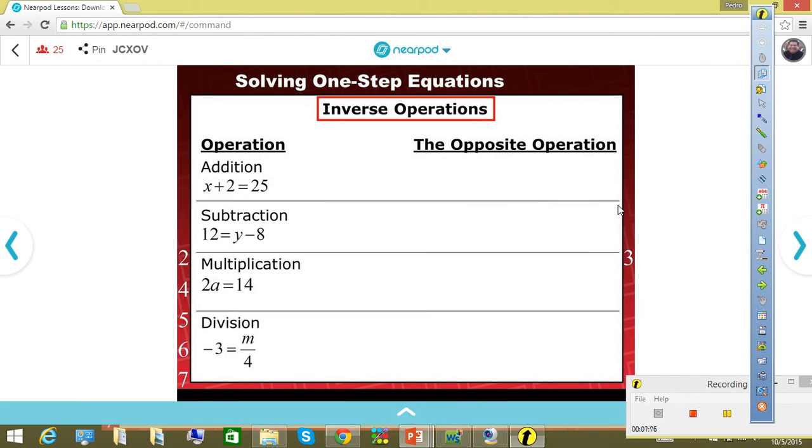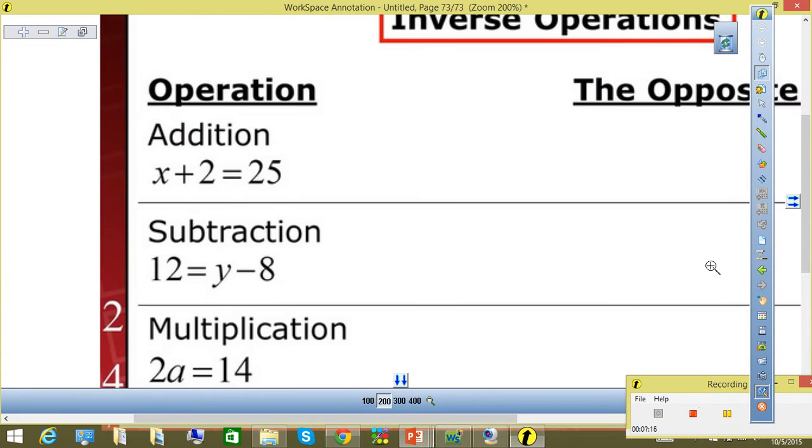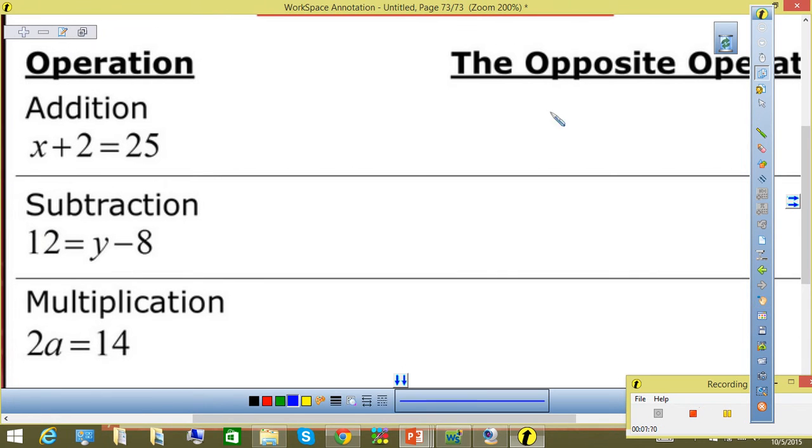Now, check this out. Just to clarify again, para clarificar. When we have an equation, we look at the variable. Let me zoom in. Cuando tenemos una ecuación, va a haber una operación. I want you to look where the variable is at. Where's the variable? On this side. ¿Dónde está la variable? Acá. What is the operation? ¿Qué es la operación? Addition. What is the inverse? ¿Qué es lo inverso? Subtraction.